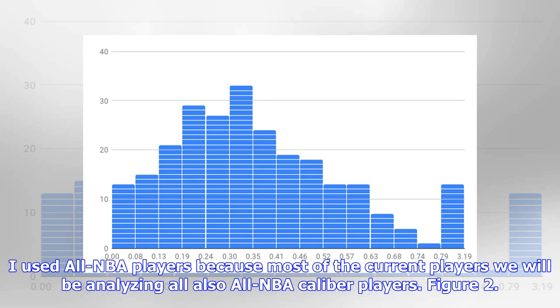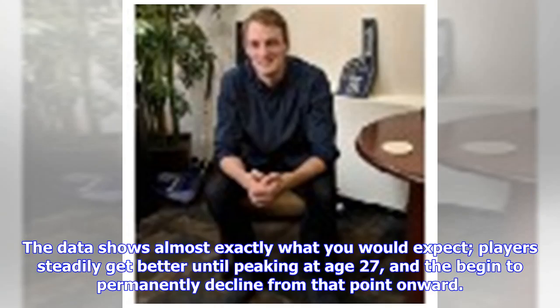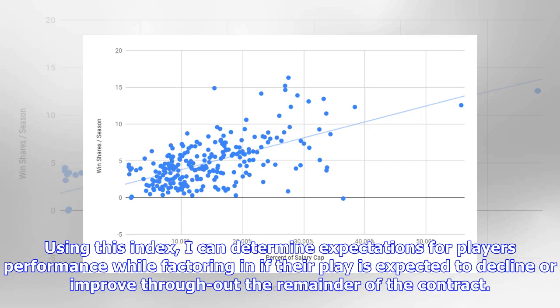Figure 2. Average win shares by age for 50 All-NBA players. The data shows almost exactly what you would expect. Players steadily get better until peaking at age 27, and they begin to permanently decline from that point onward. The career arc does have some unusual bumps that are likely due to a limited sample, but due to time constraints I decided not to expand my sample any further. Using this index, I can determine expectations for players' performance while factoring in if their play is expected to decline or improve throughout the remainder of the contract.